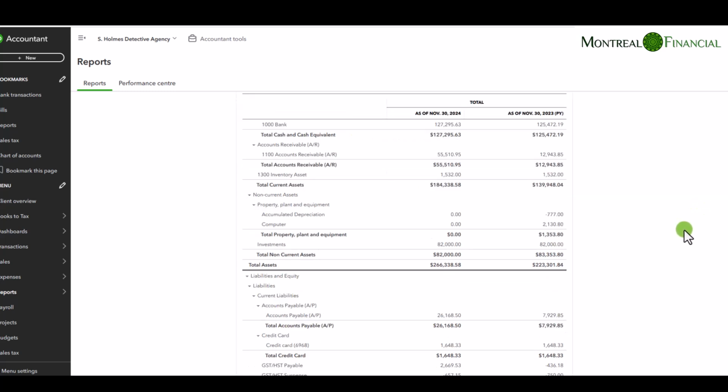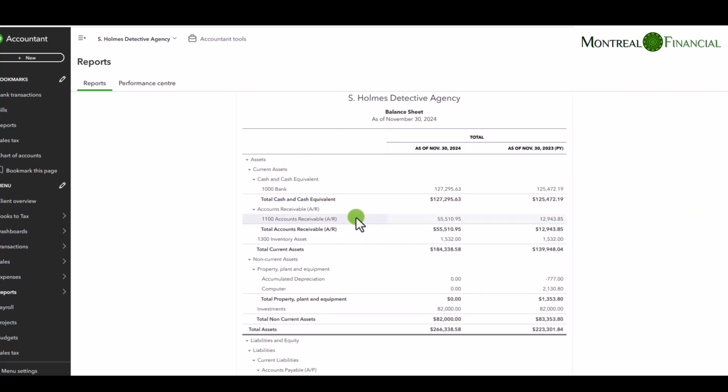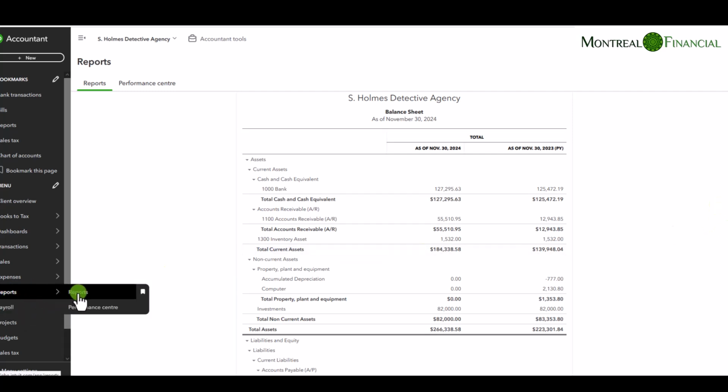The accounts receivable is essentially the amounts that your customers or clients owe you. In this case, we have $55,000. And so what you would want to do in this case is go to your reports, open this in a new tab.